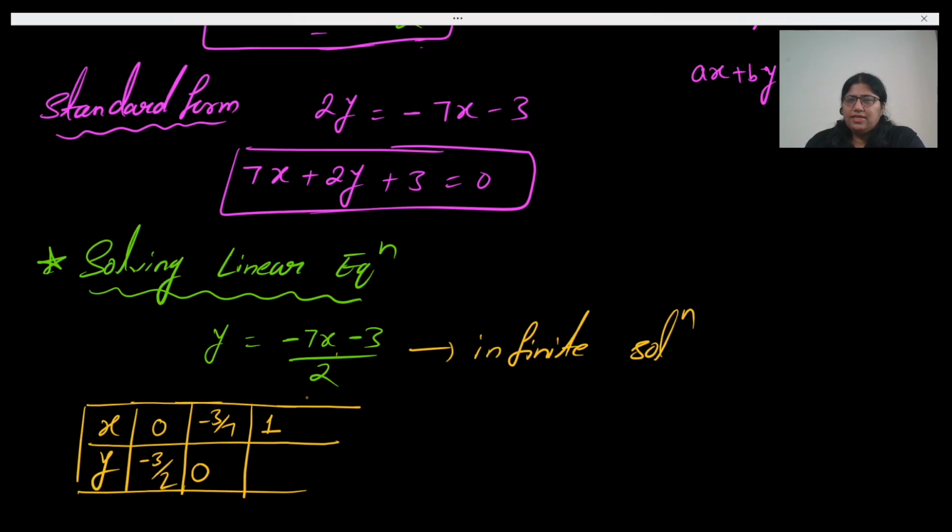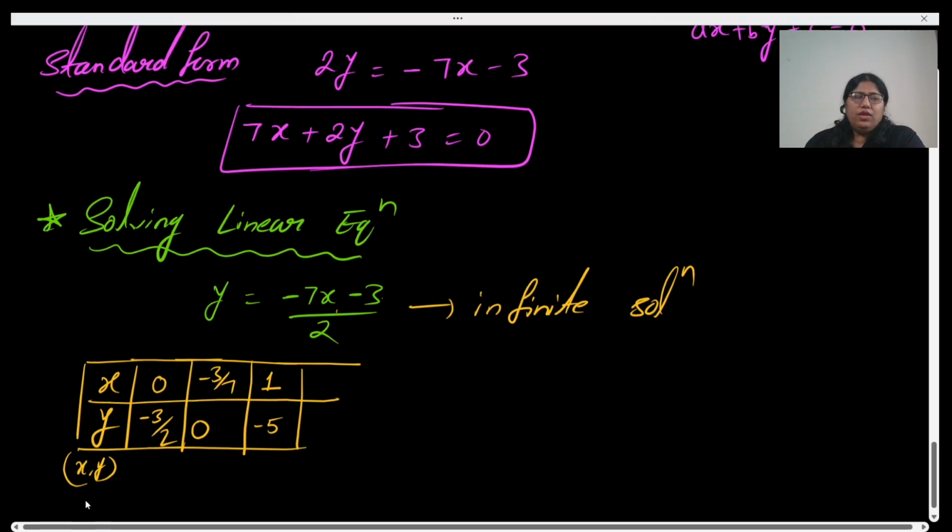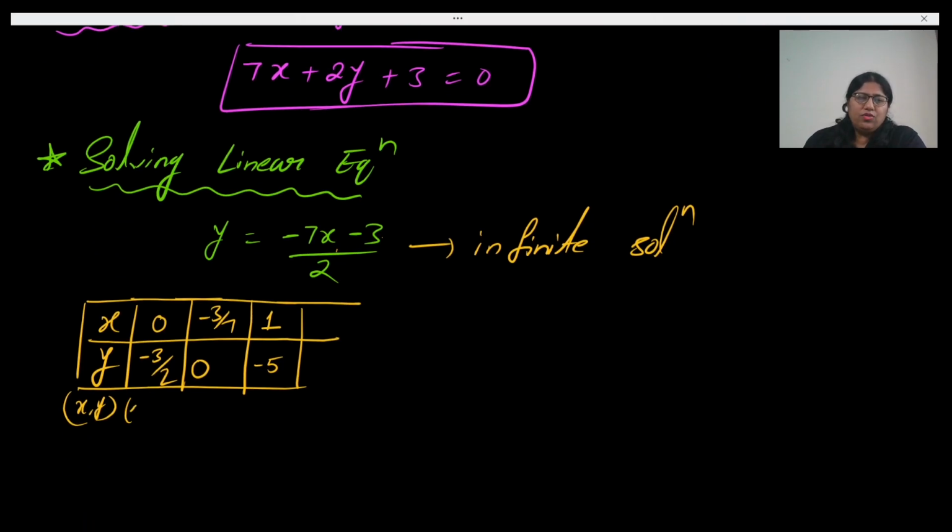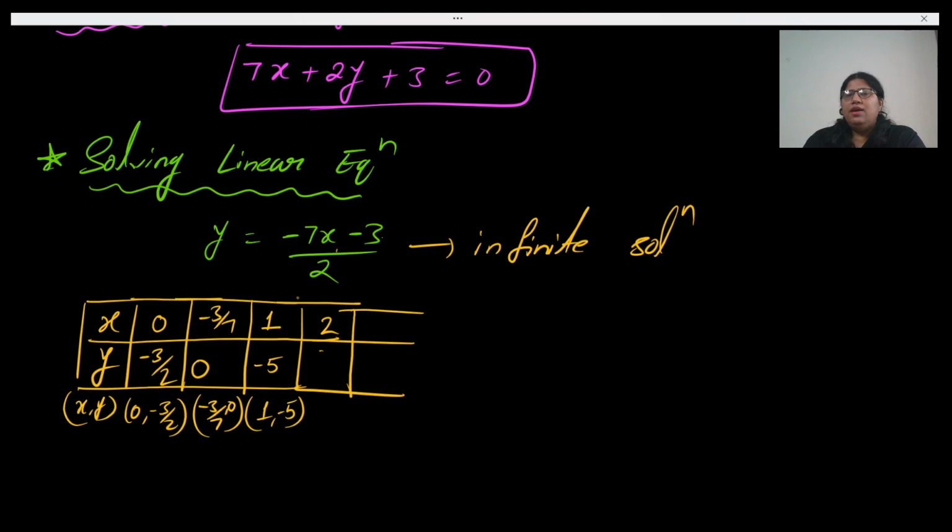Right? If I substitute x as 1, minus 7 minus 3, which is minus 10 by 2, which will be minus 5. So these are called ordered pairs, each of which represents a point. What is going to be the first coordinate? 0 comma minus 3 by 2, here minus 3 by 7 comma 0, then here 1 comma minus 5. So in this way you can substitute infinite values. If I put 2, then 7 twos are 14, it will be minus 17 by 2. If I substitute 3, then it is going to be minus 12 and so on. You can put negative and positive, any kind of value.